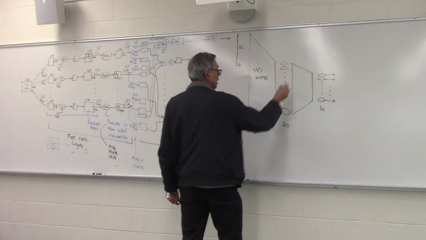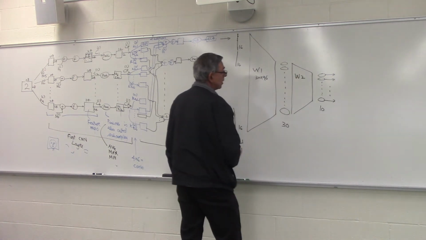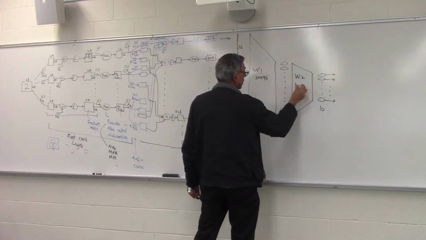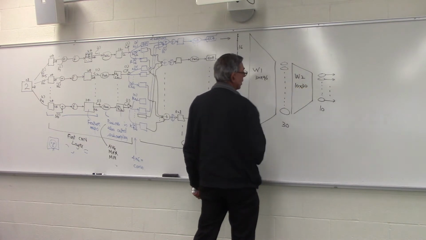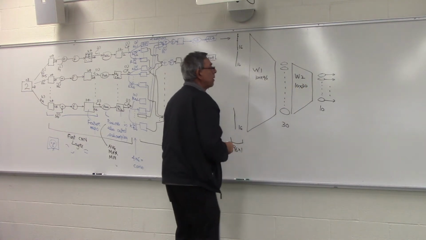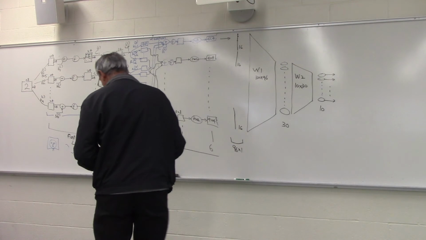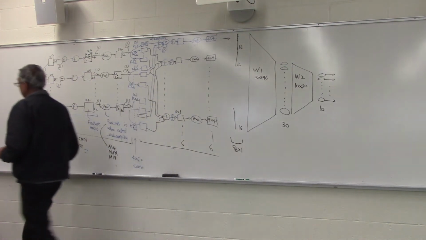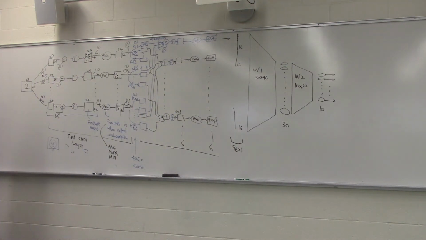So what will be the size of this W2 matrix? 10 cross 30. So 10 cross 30, right? So this is how a basic CNN will look like, okay?